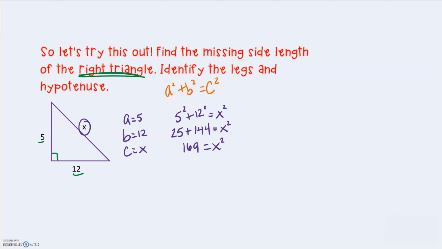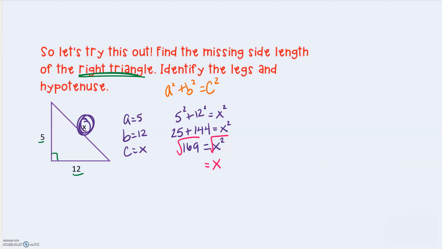Now, I need you to think way, way, way back to the beginning of the year when we did squares. And we said that squares and square roots were inverse operations, right? Now, I don't care what x squared equals, right? I wasn't given x squared as my side length. I was given x. So I need to get rid of the squared. And the only way that I can do that is by taking the square root. Commandment number 1, whatever I do to one side, I have to do to the other. So I'm going to take the square root there as well. So the square root of x squared is just going to be x equals the square root of 169.